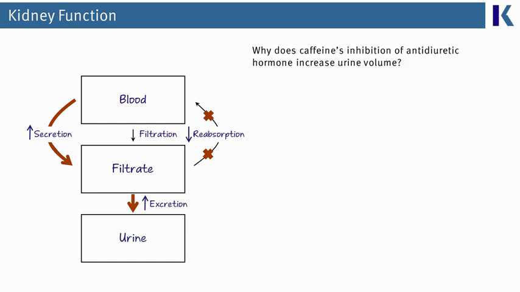Let's figure out how this relates to our specific scenario situation. We were told our dude drank caffeine, which inhibits ADH. What's the normal function of ADH? Let's start with where ADH acts. ADH typically acts on the collecting duct, that last portion of the nephron where the urine becomes concentrated.